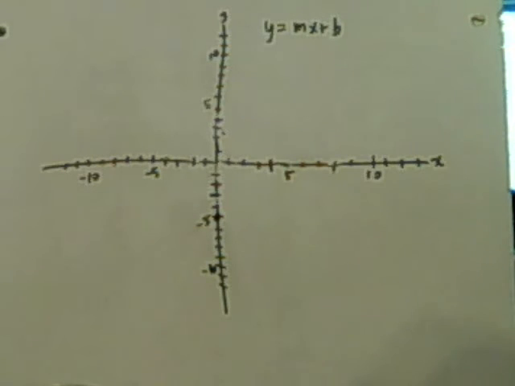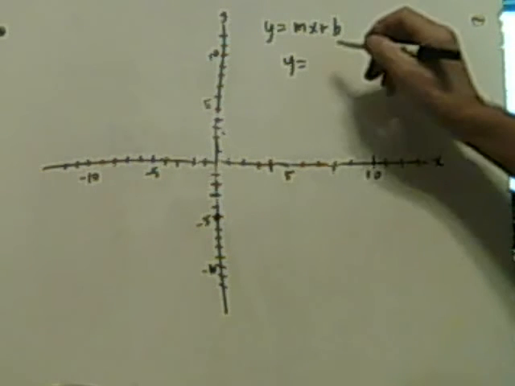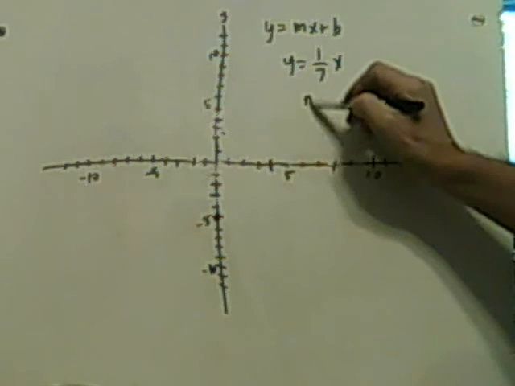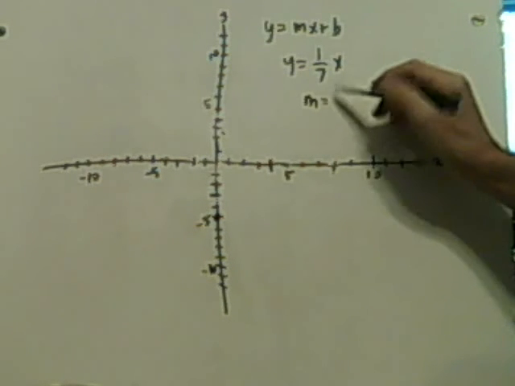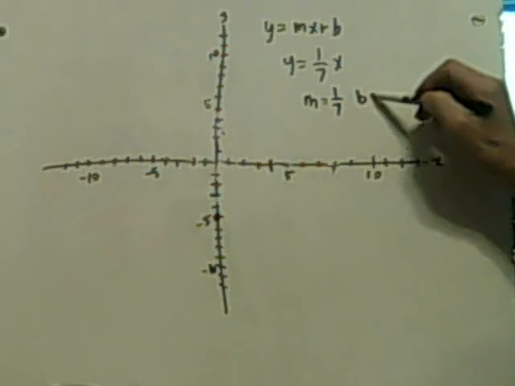Okay, now that brings us to number 40. Y is equal to 1/7 times x. And this is already in the form of the prototype. So the slope is 1/7. The intercept is 0.